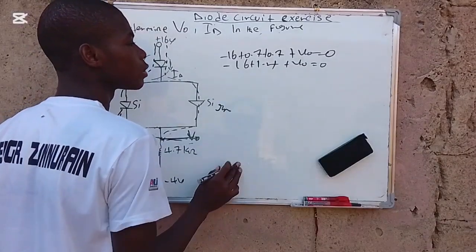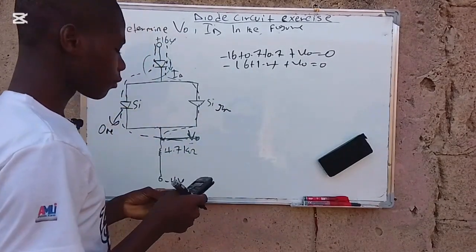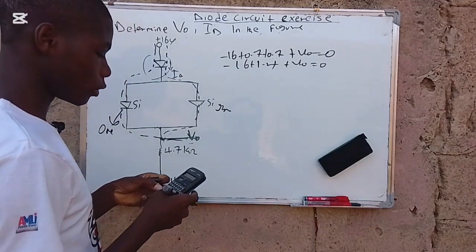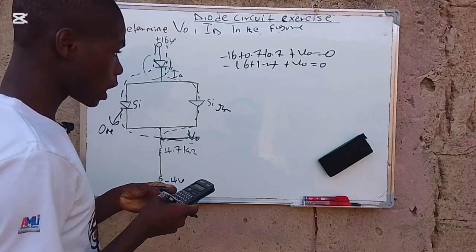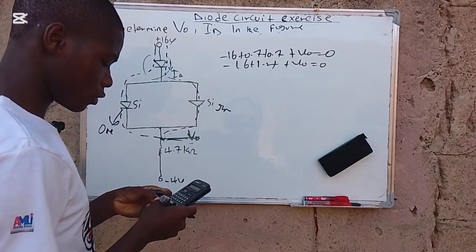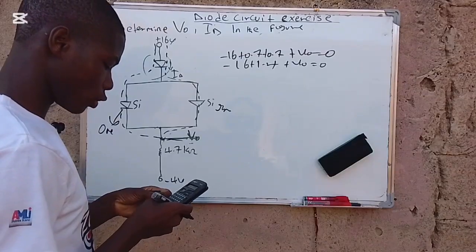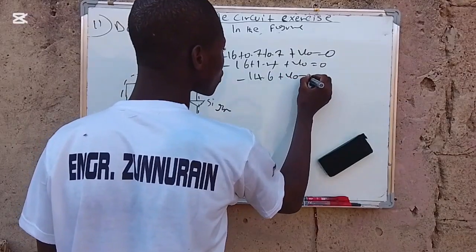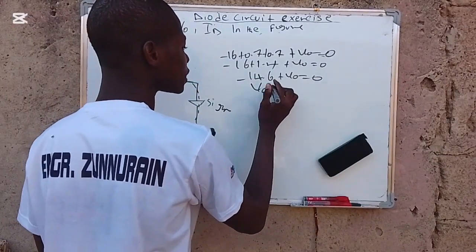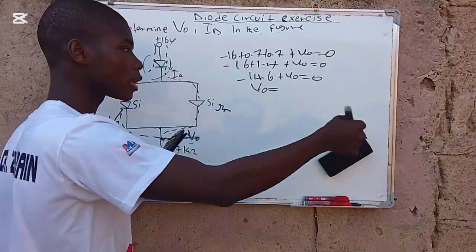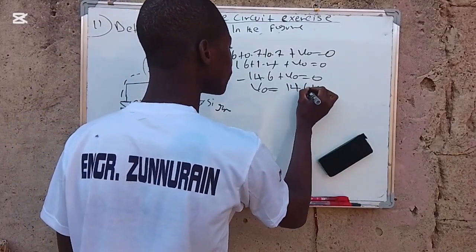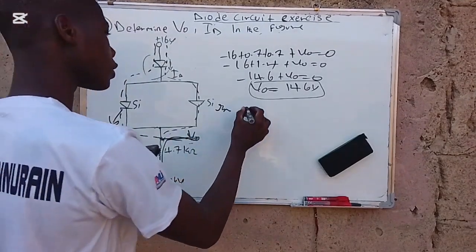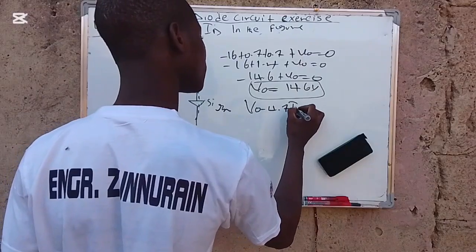As usual, this and this will give me 14 point something. Minus 16 plus 1.4. So this should now be negative 14.6 plus V naught, equal to 0. The V naught will stay as it is. Therefore the negative 14.6 will cross the equal sign, so it will now be 14.6 volts. So this is the voltage. If I am to find the current, I'll just say this to here. So this should now be V naught minus 4.7 ID.